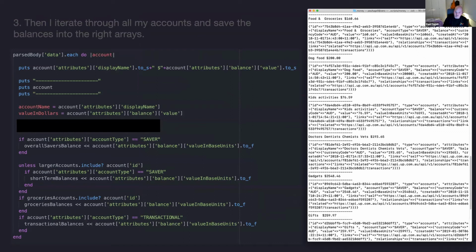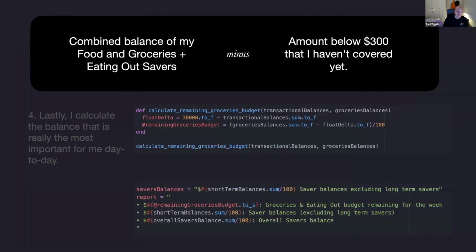And then I can start to do something really interesting with it for me, which is that because in my particular situation, that $300 is a pretty useless number, it's always the same. What I now really want to know is the combined balance of my groceries and eating out savers minus any amount below $300 that I haven't yet covered. And then I need to have that in my brain to tell me, well, how are you going this week? Like, have you spent too much money, or how much do you have left?